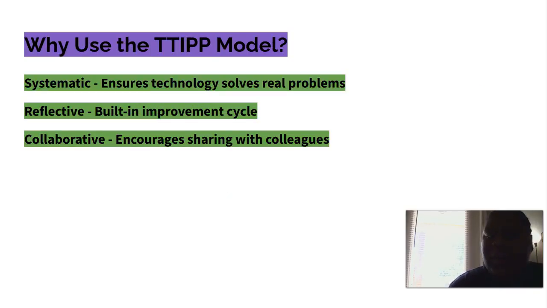So why use the TIPP model? First, it's systematic and ensures using technology to solve real classroom problems, not just using it because it's trendy. You start with problems, not tools. Second, it's reflective. The model builds in analysis and revision so you continuously improve. Technology integration is not a one-time event, but an ongoing process. And third, it's collaborative. The model encourages sharing so your whole school community benefits. As Robillard and Hughes conclude, systematic planning using models like TIPP leads to more purposeful and effective technology integration.